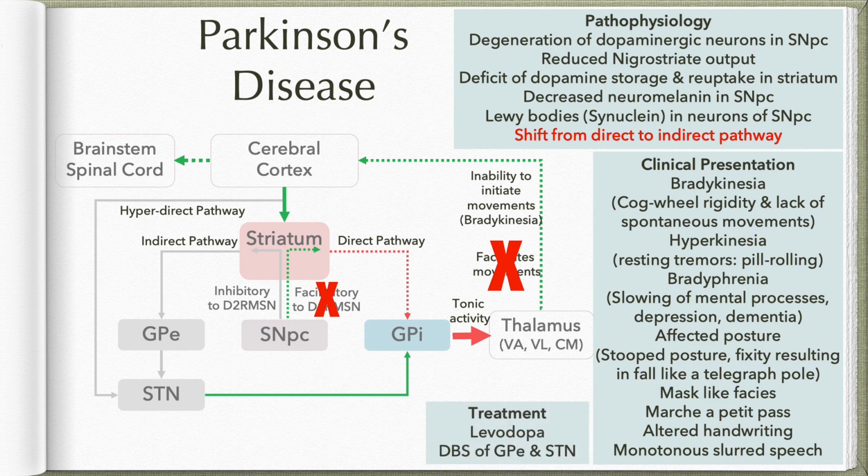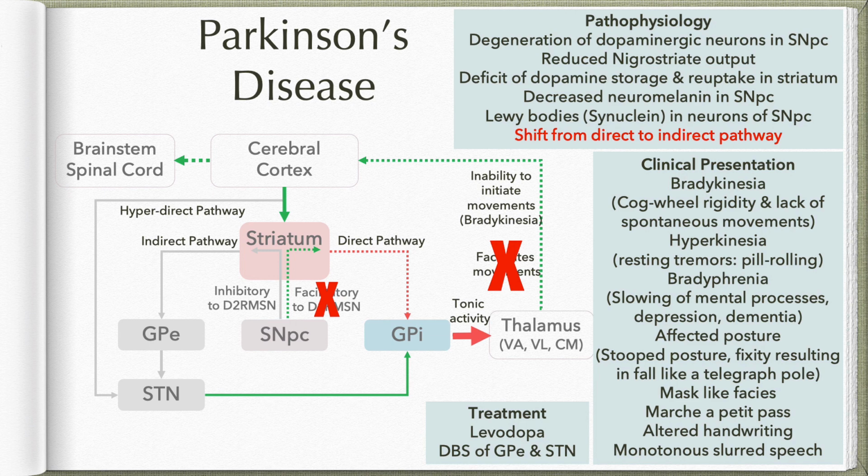Treatment has been for a long time levodopa, wherein we are trying to give dopamine precursors as supplement because the nigrostriatal output having gone, the dopamine is being supplemented. That will give relief in the early stages, but in the later stage, the levodopa itself may result in some dyskinetic movements. Another way of treating would be surgical treatment, wherein what we currently do is deep brain stimulation of globus pallidus externa or the subthalamic nucleus.